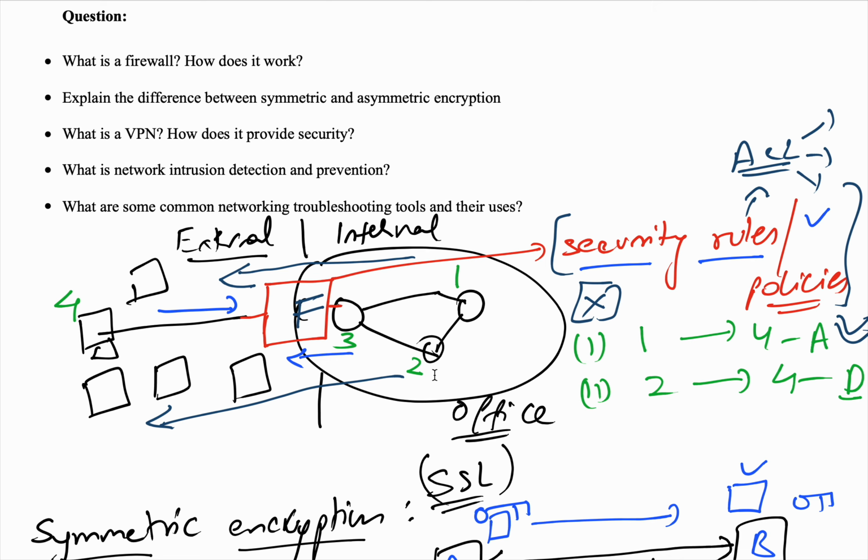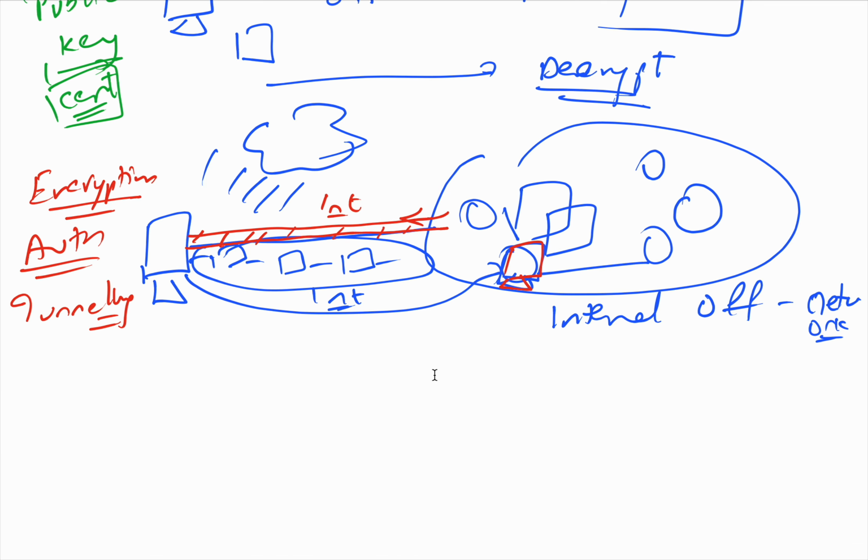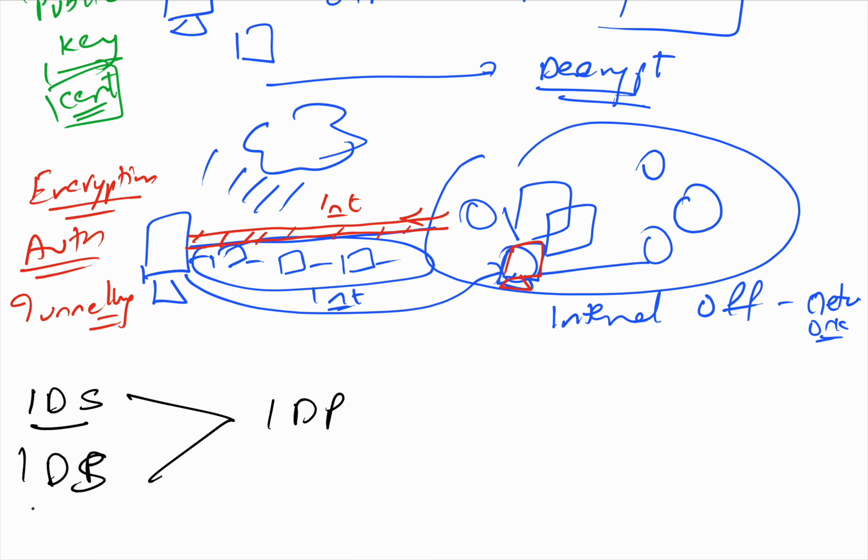And the next question is, what is network intrusion detection and prevention? Basically, you can call it in two parts: one is IDS, the other one is IPS. But nowadays people club it into a single module, IDP. There's no need for two modules; that does not really make any sense. IDS is intrusion detection system. IPS is intrusion prevention system.